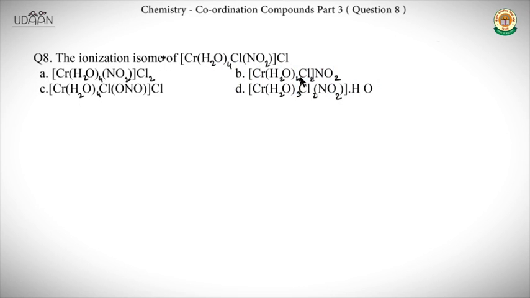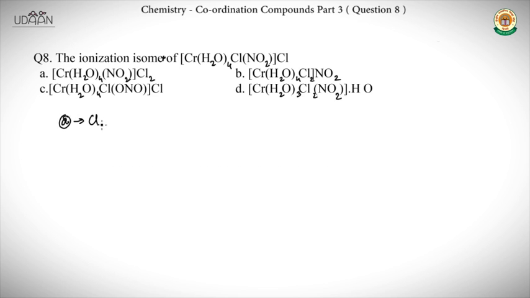We have talked about geometrical isomerism in the previous 2 problems. Now we'll move to ionization isomers. We are asked to find the ionization isomer of the coordination compound whose chemical formula is shown. Out of the 4 options, we need to select the correct ionization isomer. So in this particular question, we'll have to check whether each option is an ionization isomer or not.